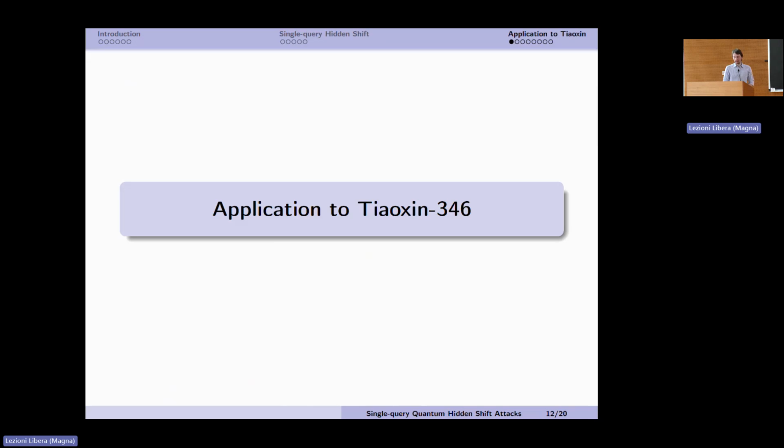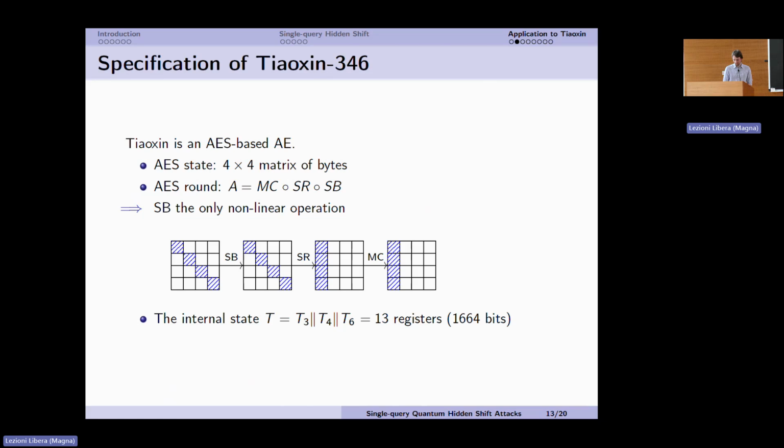Now I will show you an application of this, the simplest one we had in the paper. So try to connect the algorithm that I just presented with actual cryptanalysis. So let's look at Tiaoxin 346, which was a candidate in the CAESAR competition for AE schemes. And it's based on the AES.